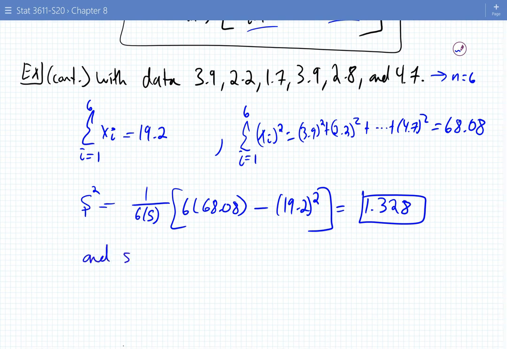And for good measure, while we're at it, let's just get the standard deviation, S. That's the square root then of 1.328, which we should find to be 1.152.